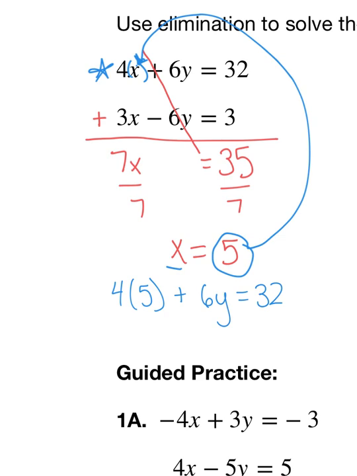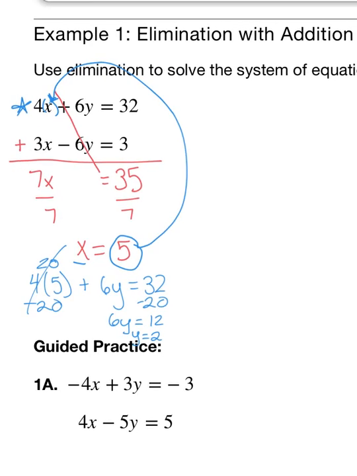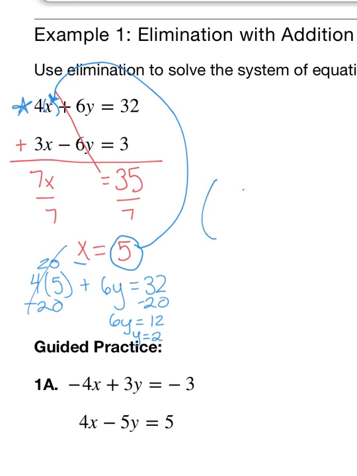So now we solve for y. So we have a 20 here. So if I subtract 20 from both sides, you get 6y equals 12. Divide by 6, and y would equal 2. So don't forget to write your final answer as an ordered pair of (5, 2). So don't forget always the x value first, then the y value.